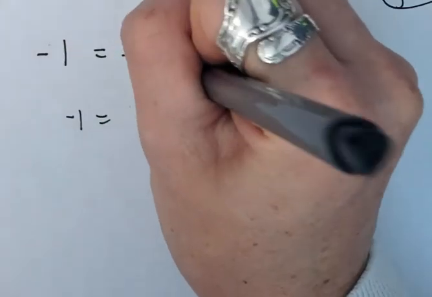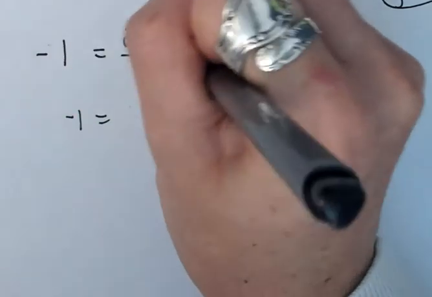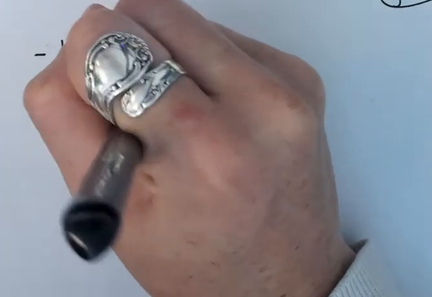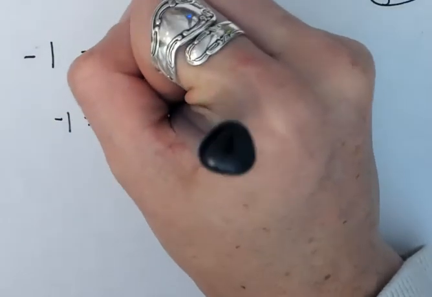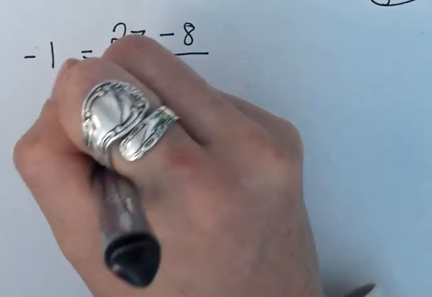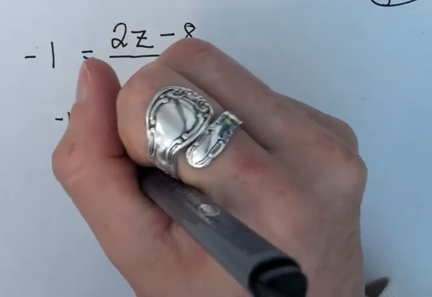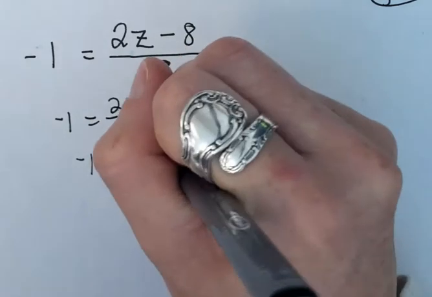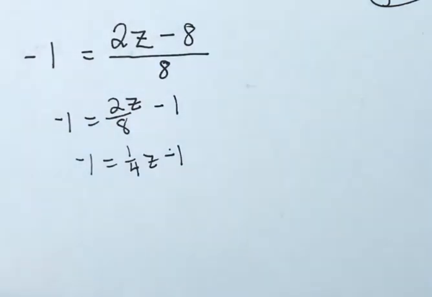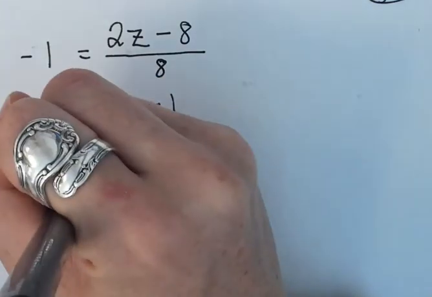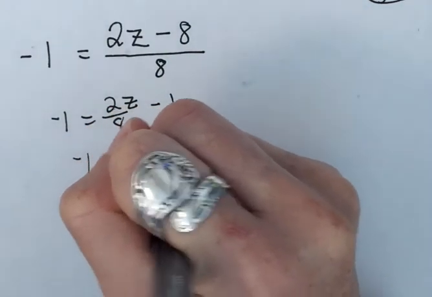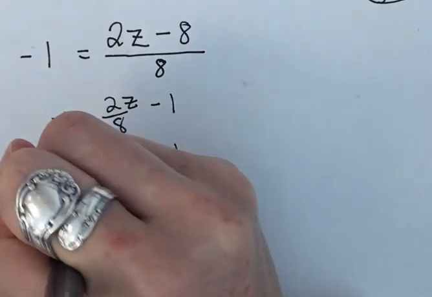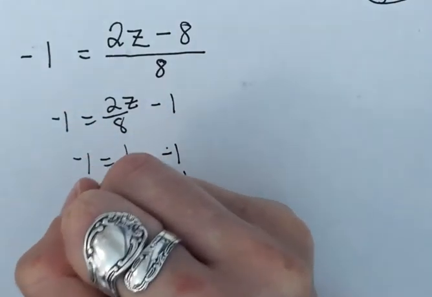So we could say 2z over 8 and then minus 8 over 8, which is 1. And of course that does simplify to 1/4 z minus 1. And then we could solve it from there. So we would add 1 to both sides, get 0, and then multiply by the reciprocal, which is 4 over 1, although it doesn't matter because we're multiplying, we have 0.